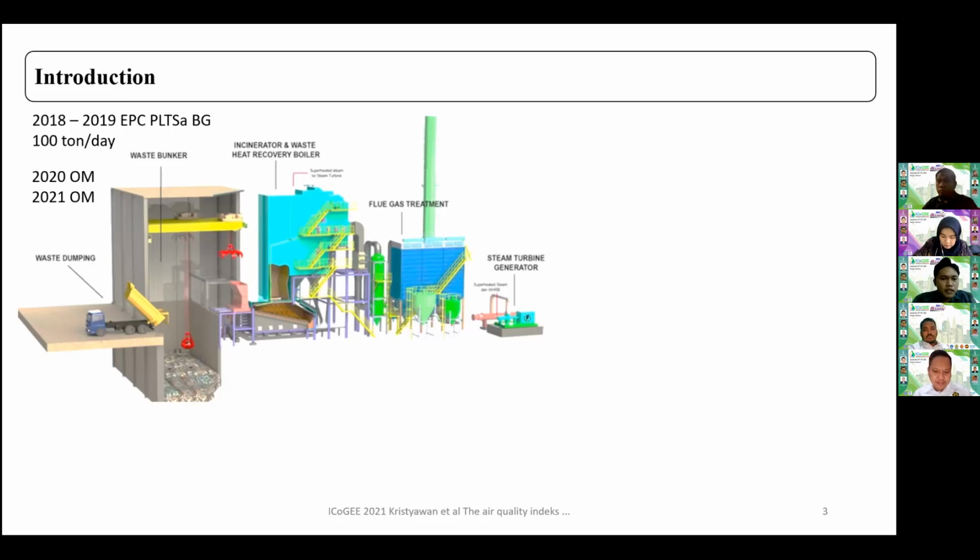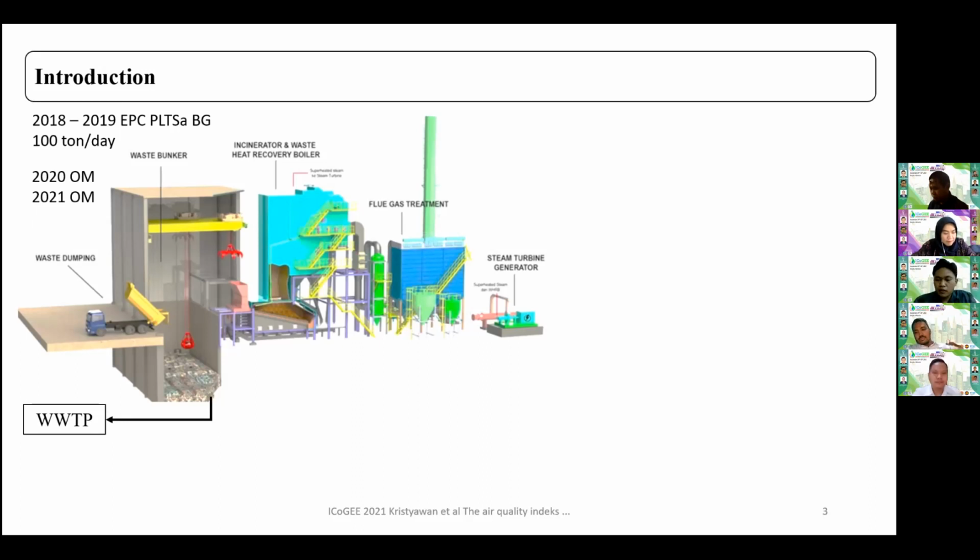First, as you can see, the PLTSA Bantar Gebang consists of several main parts. The first one is the waste bunker, which can store the municipal solid waste. Inside it there is also a line for leachate, or the wastewater, and we process the wastewater before we release it to the environment by using our wastewater treatment plant.